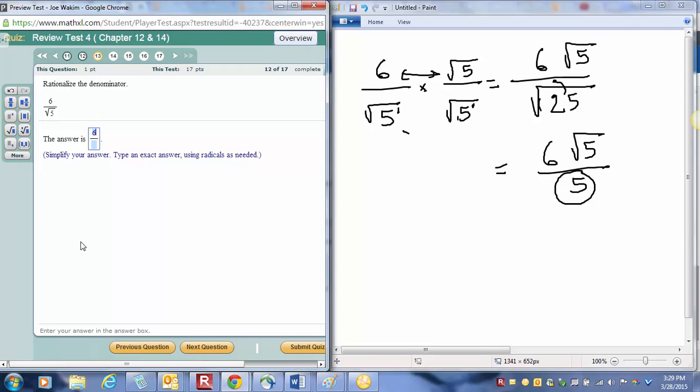So this would be 6 square root of 5 over 5 as the final answer.